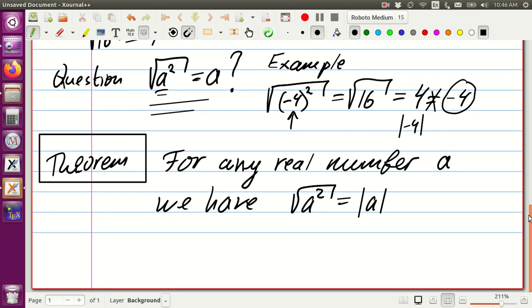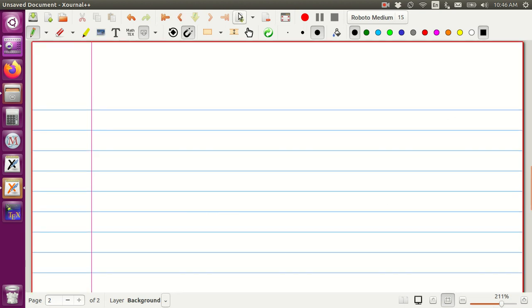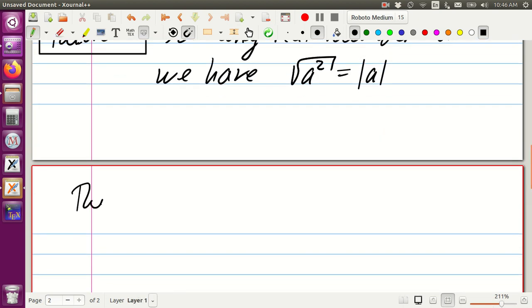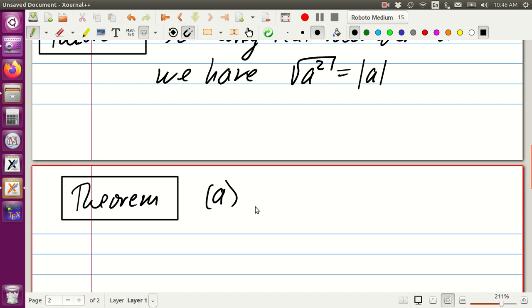All right, so we talked about this theorem. The next rule that is important consists of a few different parts. Part A of this theorem says that if you take a number a, it's always going to be greater or equal than negative absolute value of a, and it's always going to be less or equal than absolute value of a itself.